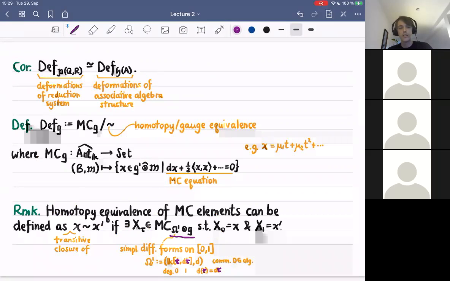that when you evaluate tau at 0 and at 1, you get two different Maurer-Cartan elements of the original algebra G. Okay.